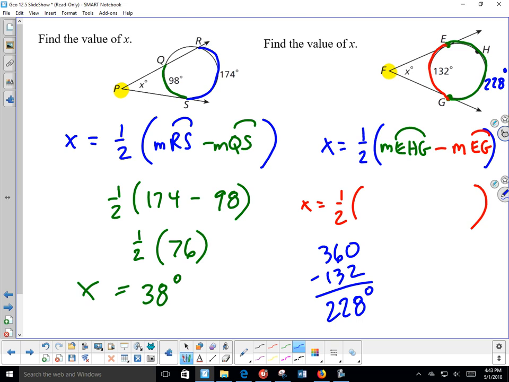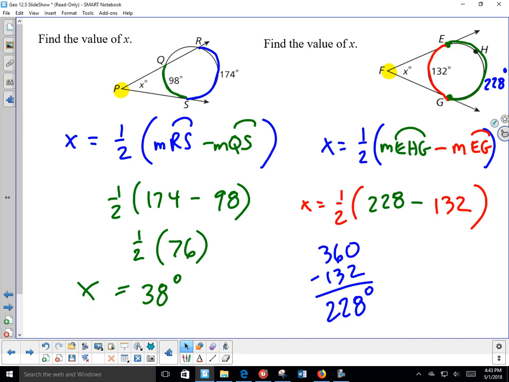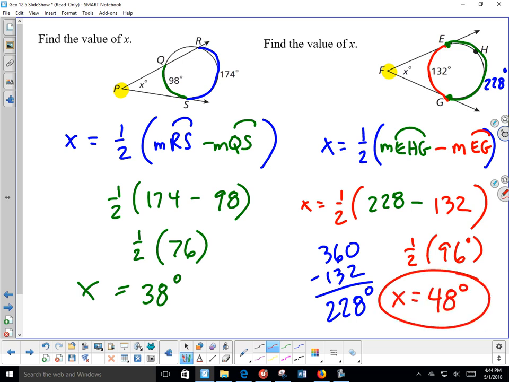So I want 228 minus 132. Remember, this arc here was 132 for that measure. So I want 228 minus 132. I'm getting 96. So I get 1/2 of 96, and 1/2 of 96 is 48 degrees. So x turns out to equal 48 degrees for this one.